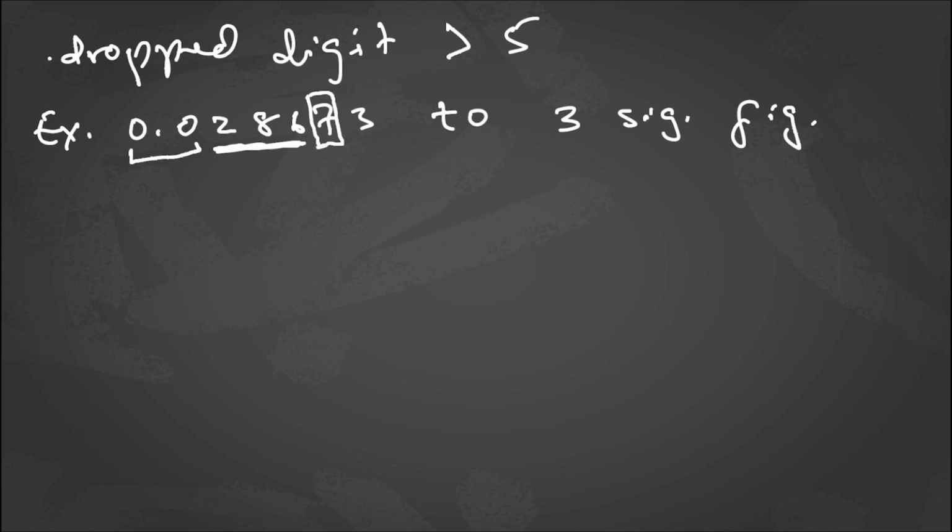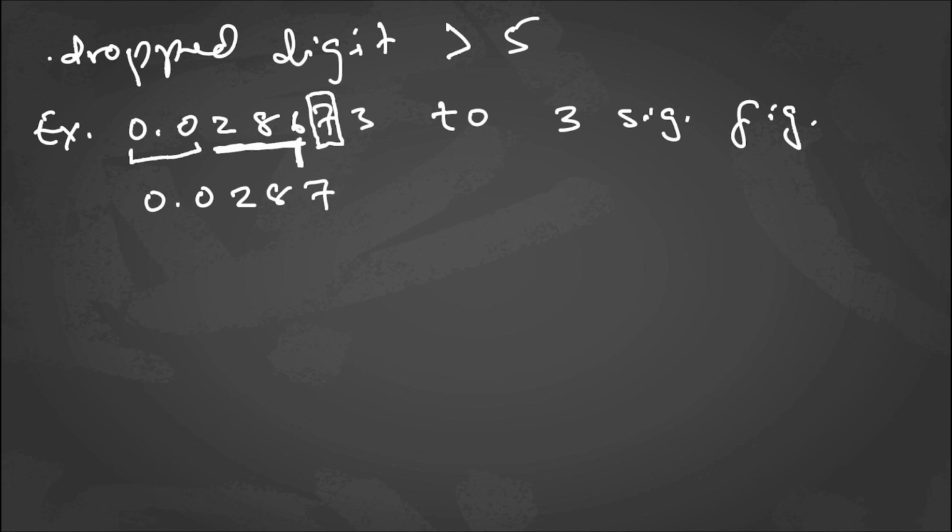This dropped off number 7 here is greater than 5. So it means that we have to round this 6 here up to 7. So we end up with a correct answer, which is going to be 0.0287 as our round off number that contains 3 significant figures.